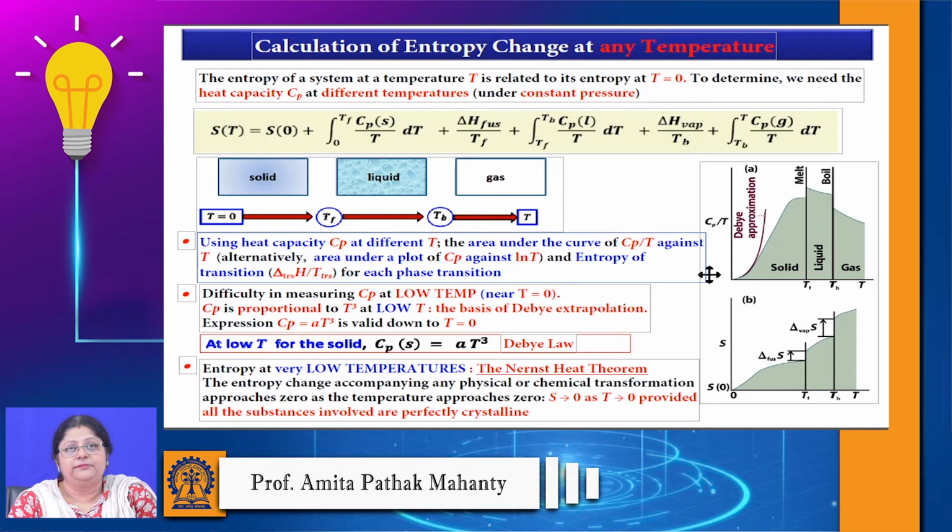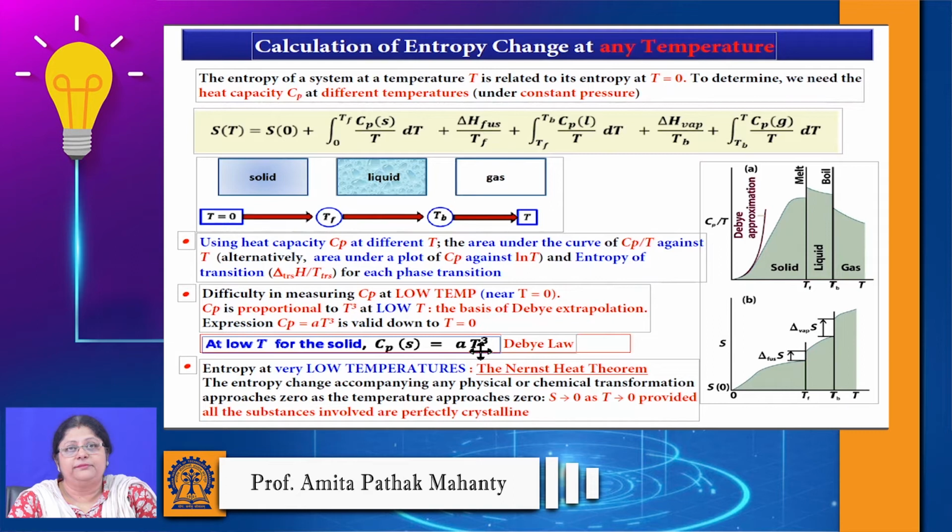The Debye extrapolation says that Cp equals A times T to the power 3 down to T equal to 0. So the Debye law for the Cp is valid at very low temperature for a solid, and that is given by Cp equal to A T cubed. If you are having too low temperatures, then this approximation is valid.